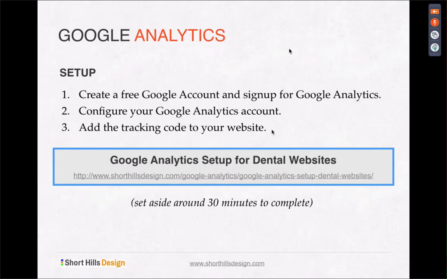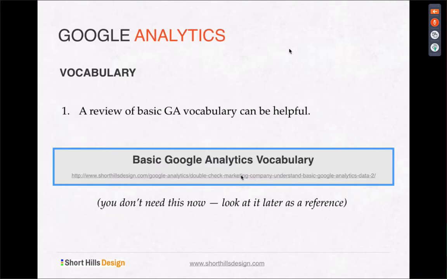The reason I did it like this is because there are a number of steps in each step, and Google has a great listing of what the exact steps are, and so I don't see a need to reinvent the wheel for that. Okay, and then a review of vocabulary can also be helpful.